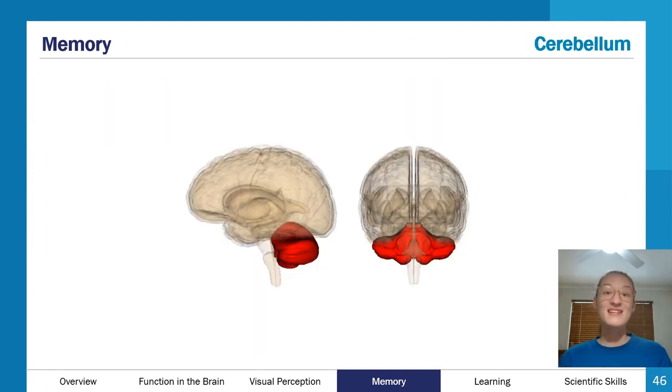The cerebellum is another really cool one in memory, which is like that little mini brain at the base of the brain near the brainstem. The cerebellum encodes and stores conditioned reflexes, like automatic movement is how I think about it. It encodes and temporarily stores procedural memories. So again, we're thinking hippocampus, declarative memories. Cerebellum is where we're getting more into those procedural memories.